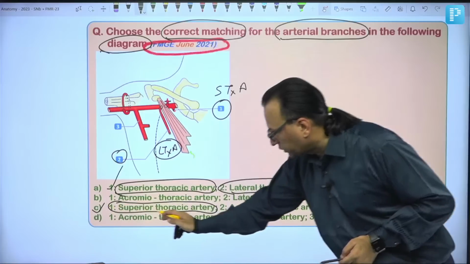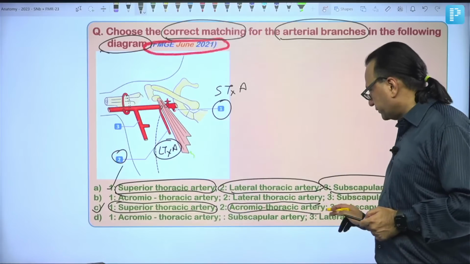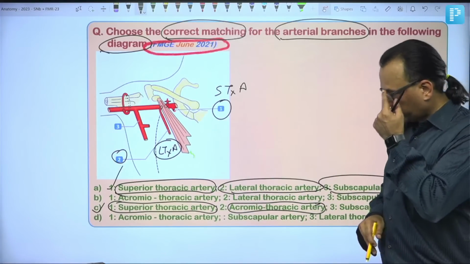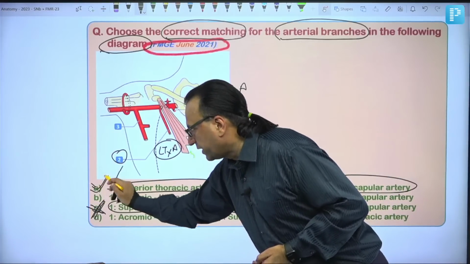This cannot be the answer because for marker 2, they are telling acromiothoracic artery. No, acromiothoracic artery is not labeled here with numbers. So you mean to say this cannot be the answer? No. So the only possible answer is A. Can we check that?